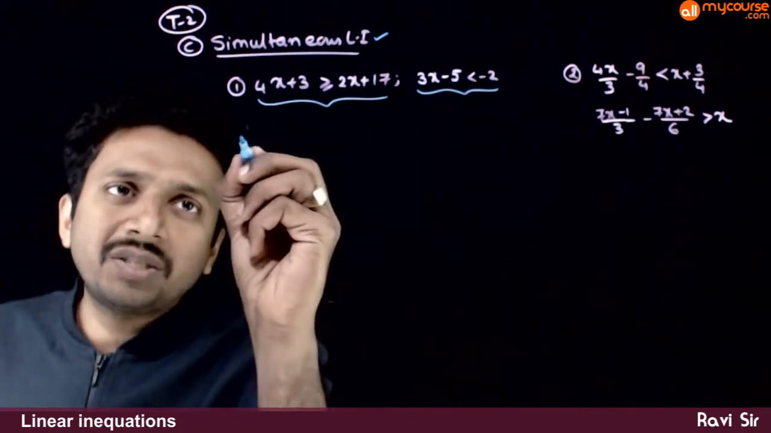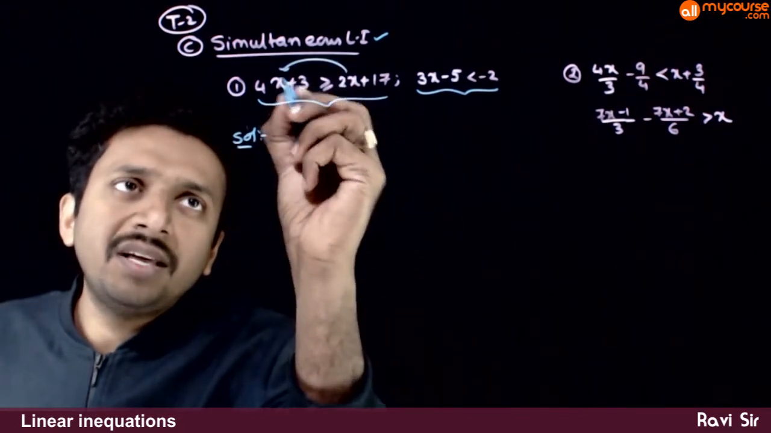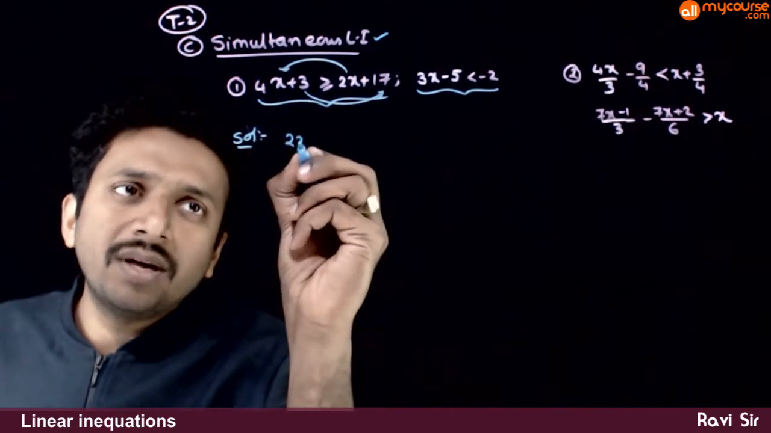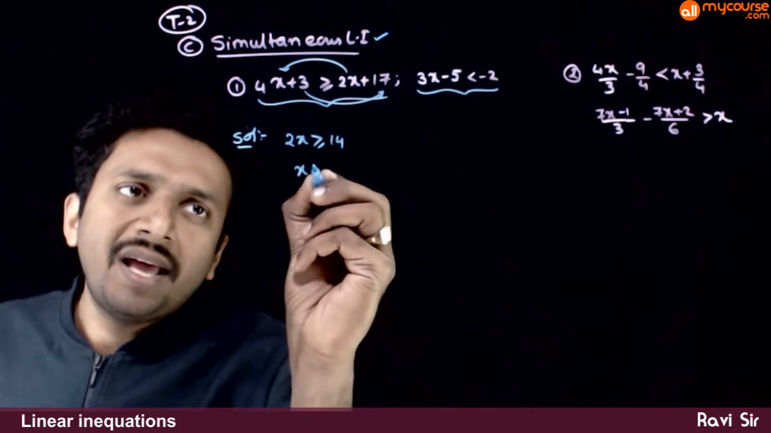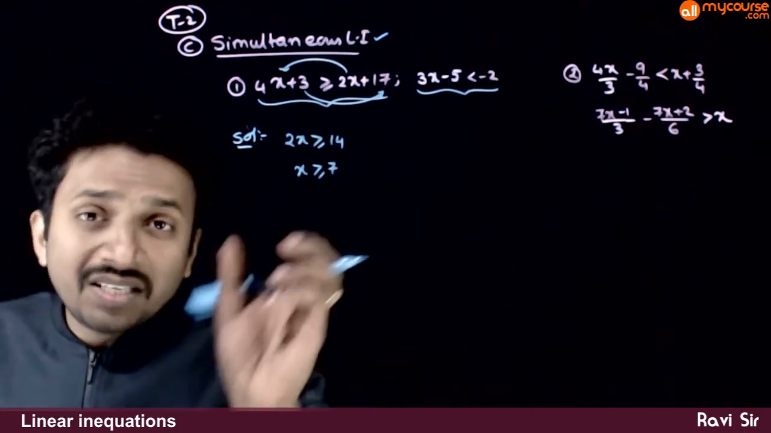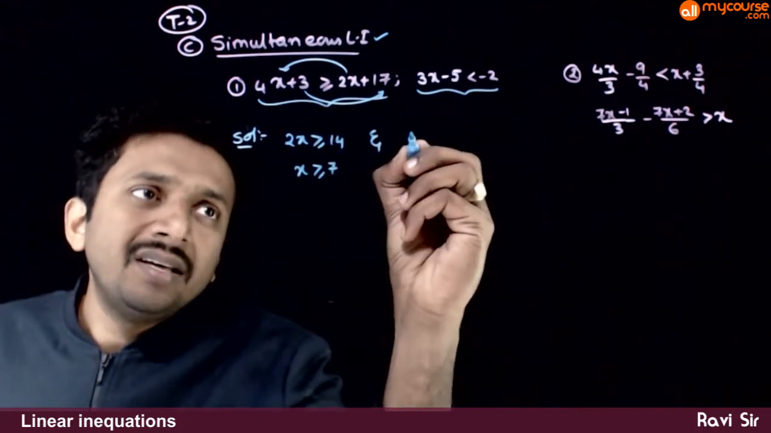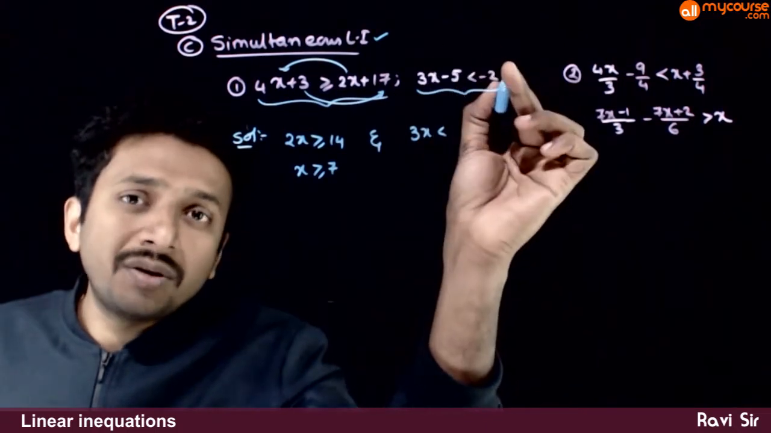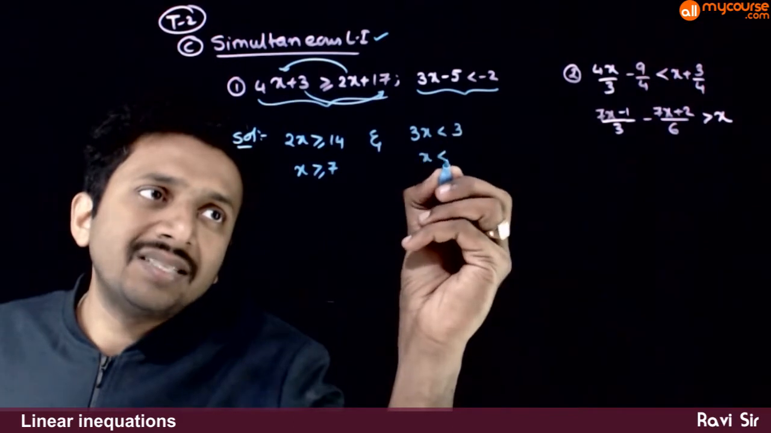So if you solve the first one, if you bring this 2x here and you send this 3 onto that side, 4x minus 2x is 2x, greater than or equal to 17 minus 3 is 14, so x is greater than or equal to 7. This is the solution for this inequation. And 3x is less than minus 2, this minus 5 goes onto that side, becomes plus 5. 5 minus 2 is 3. So x is less than 1.